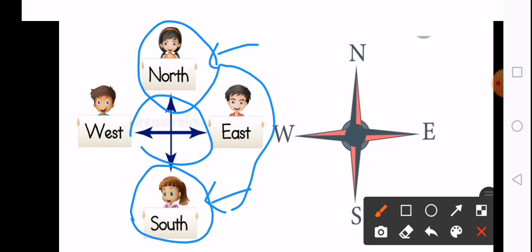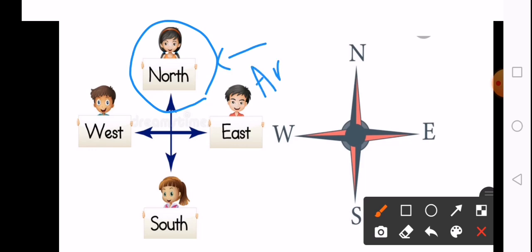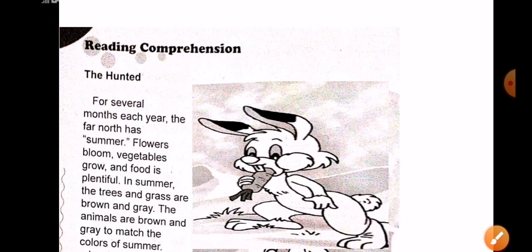So here we will focus on the north part, okay? On the north part, here we will have the Arctic, a place in the north part, okay? So now we are going to start explaining the lesson. Please pay attention.